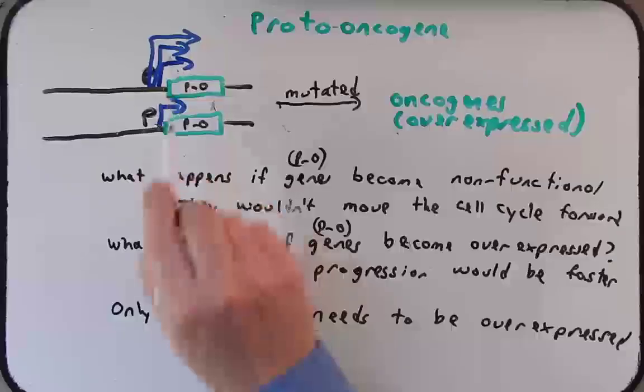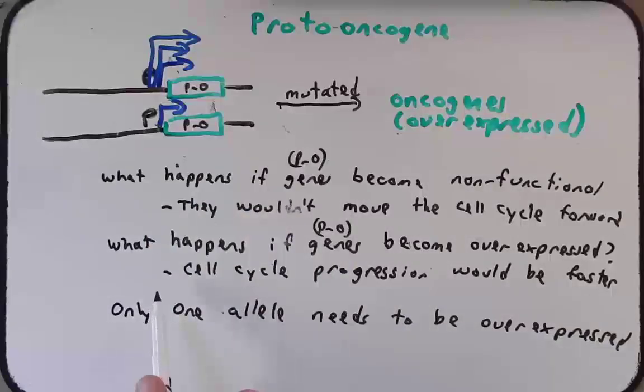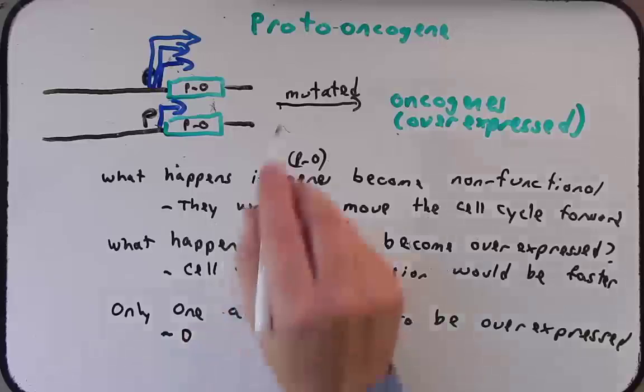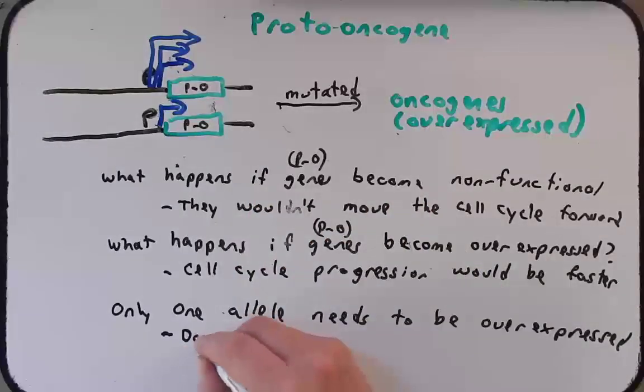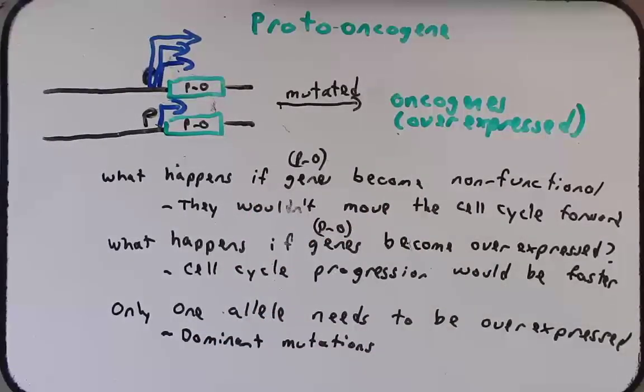If one of these 2 alleles becomes overexpressed, it becomes an oncogene and allows the cell cycle to move much faster. We'll talk more about the difference between dominant and recessive in our next unit of material. But one of the features of a dominant mutation is that you only require one of the 2 genes to be mutated. Because of this, we would say these mutations, going from proto-oncogenes to oncogenes, are dominant mutations. Only one of the 2 alleles is mutated.